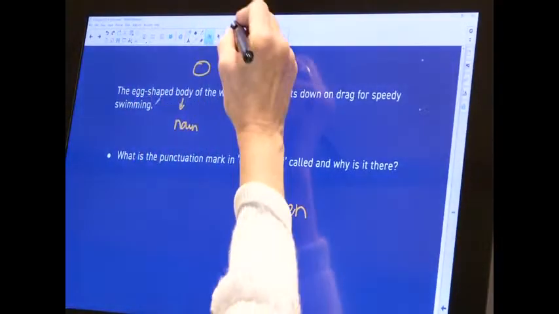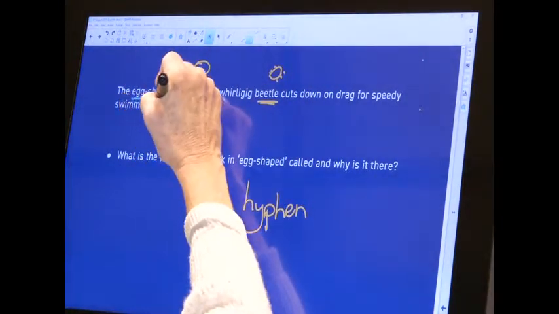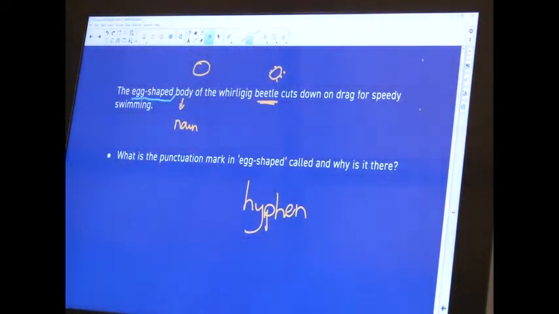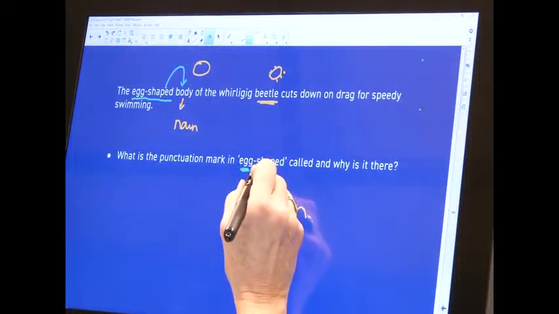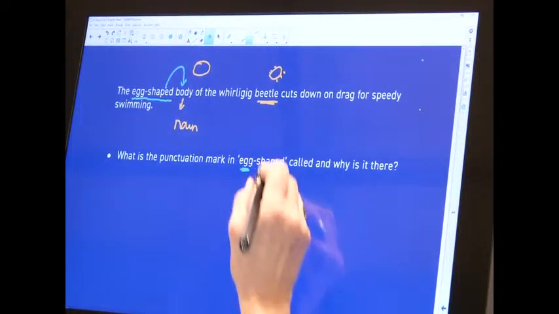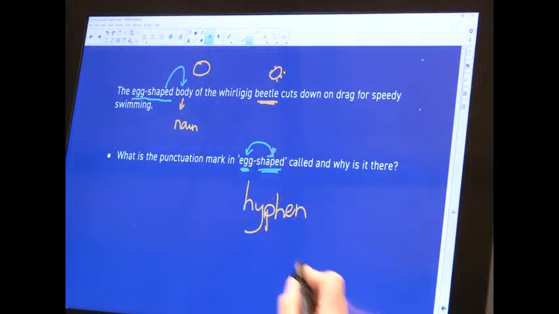What? The book. I have to name it. So a noun names something. So what is egg-shaped doing? It's telling me about the body. What tells me about a noun? What did we say earlier? An adjective. So it's an adjective. Why has it got a hyphen? Because there are two words. There's egg and there is shape. And we have joined those two words together to create one word.